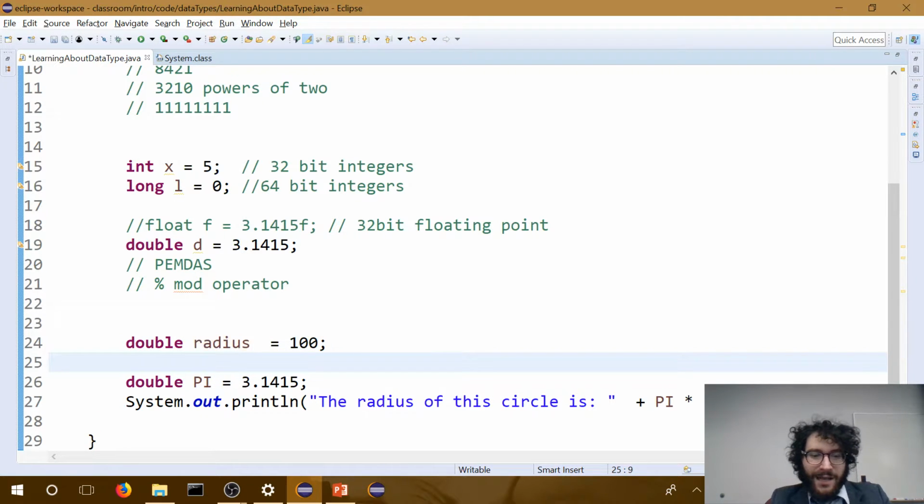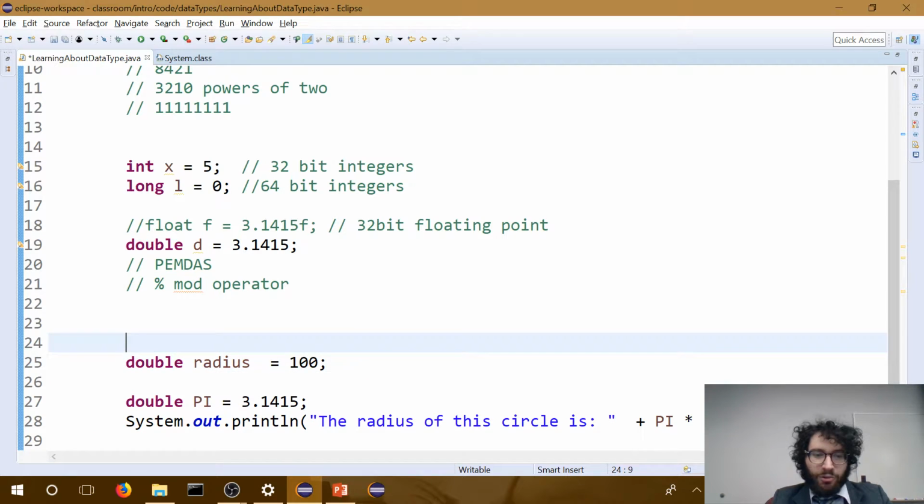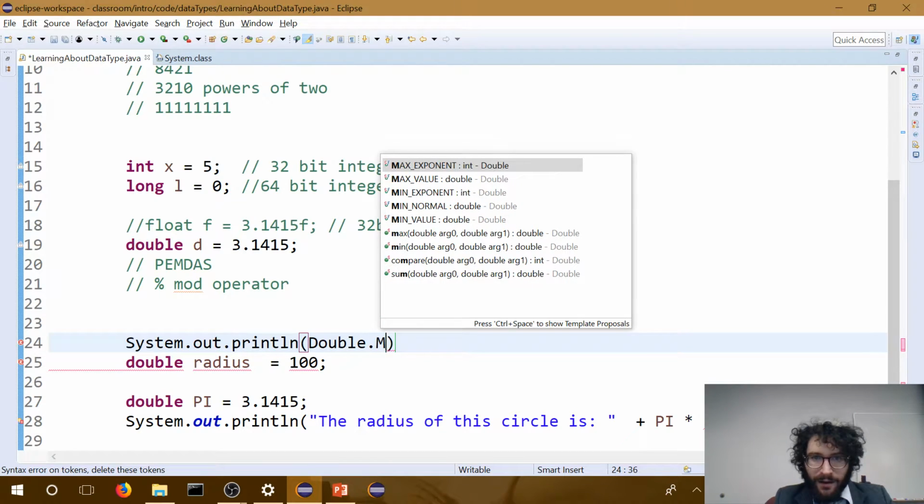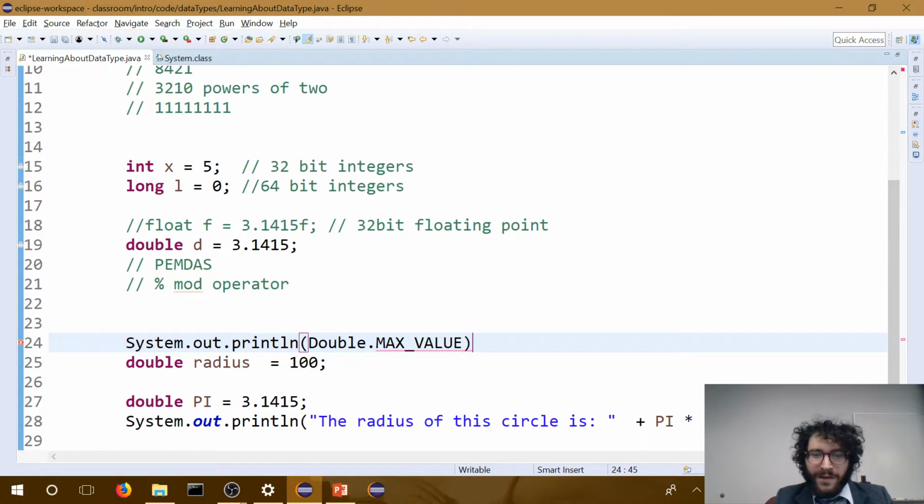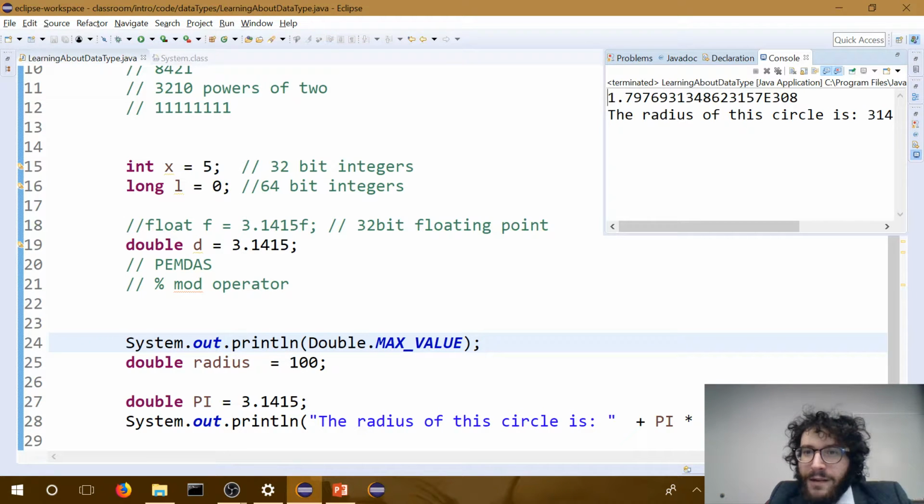Let's go ahead and see what the biggest value we can store with a double is. It's actually quite astonishing. Double.MAX_VALUE. This is the biggest thing you can store in a double. That's 1.79 and change times 10, this is scientific notation here, times 10 to the 308th power. That's the biggest number we can store in a double. That's pretty massive, right? That's a huge number.